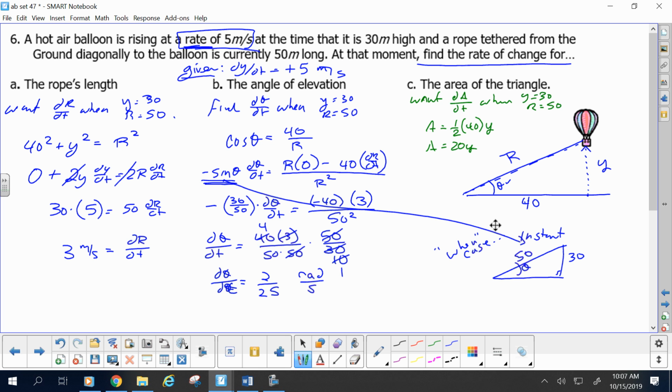Differentiate with respect to time. dA dt equals 20 dy dt, so dA dt is 20 times 5. What are the units on our 100 answer? 100 meters squared per second. The area is growing by 100 square meters every second. Okay?